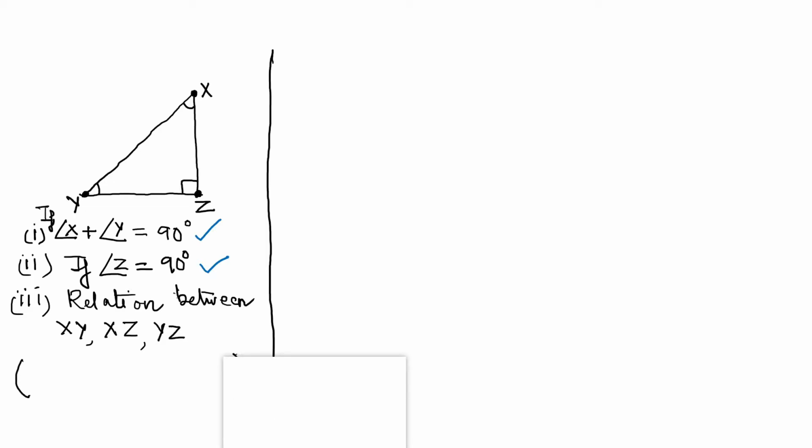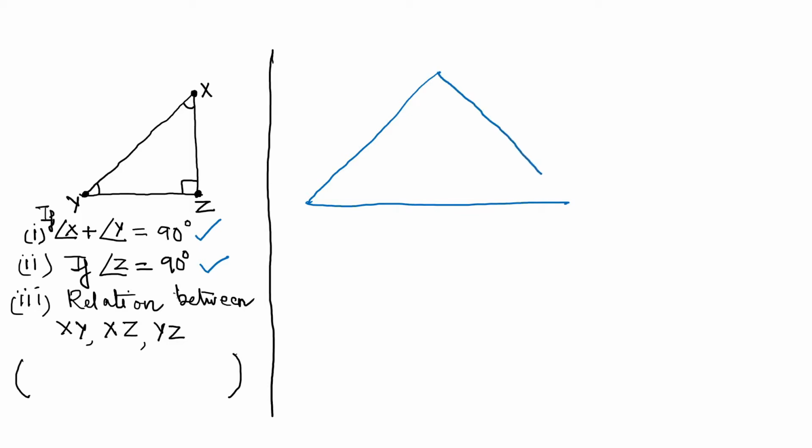Okay, now going forth, let me draw a triangle here once again. So when I am drawing a triangle here, let me again draw a right angle triangle such that I have two right angle triangles by the side of each other.